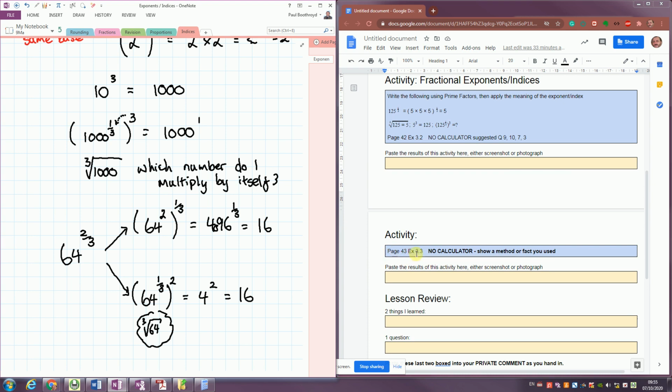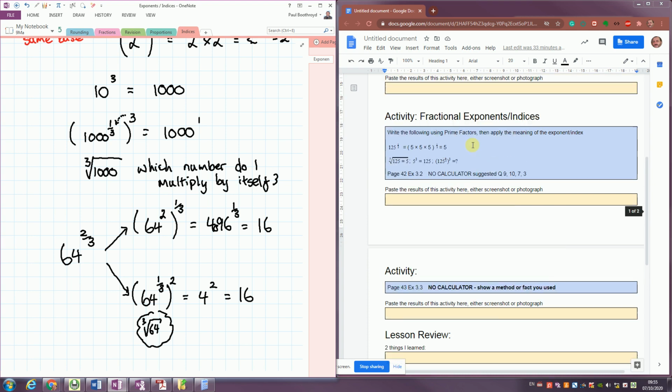Yeah? There's exercises in the book on page 42, exercise 3.2. I suggest you all show what you can do, no calculator, question 9, 10, 7 and 3 in that order, because they get a bit harder. And then have a go at page 43, 4 or 5 questions. But make sure you show your technique, please.